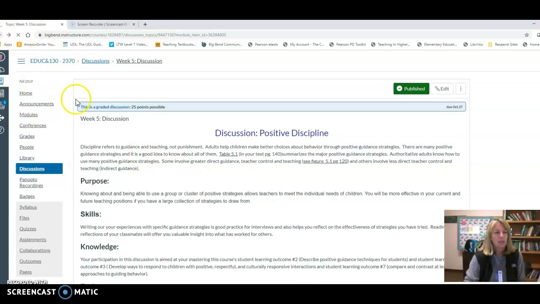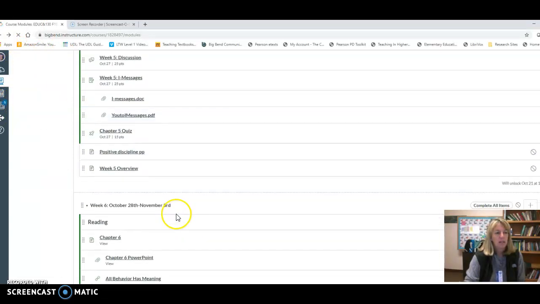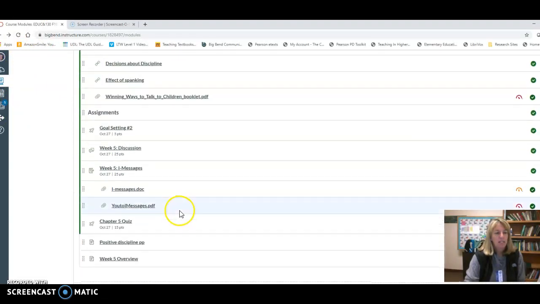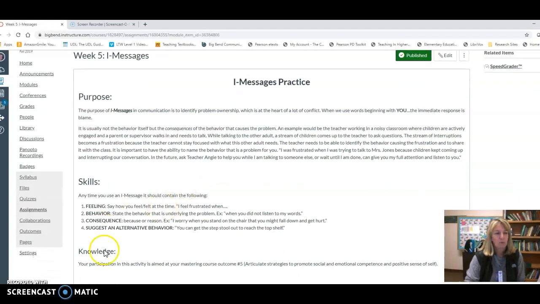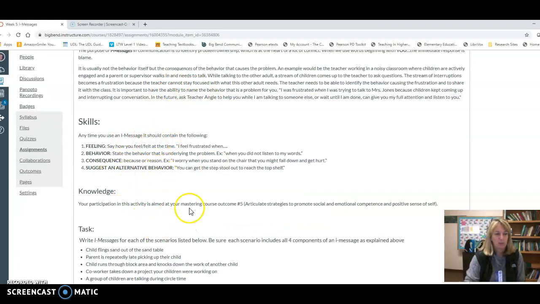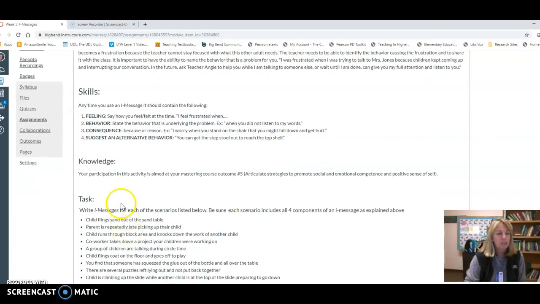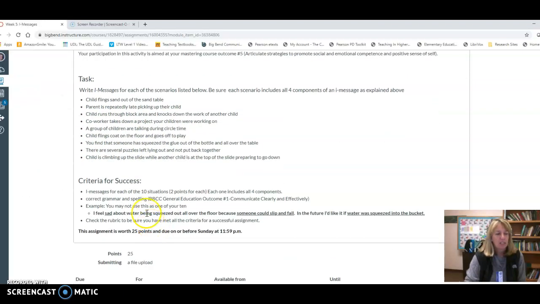Now I'm going to go back to our module, Week 5. Our assignment this week is about iMessages. I want to talk a little bit about the 4 things that have to be included in an iMessage. This assignment tells you why we're doing it, what skills you're going to use, how it is going to build your knowledge from the course, and then here are your instructions under task. Criteria for success tells you how to get a grade.